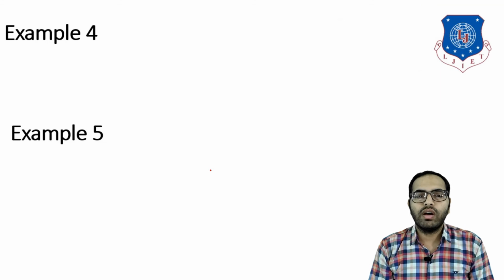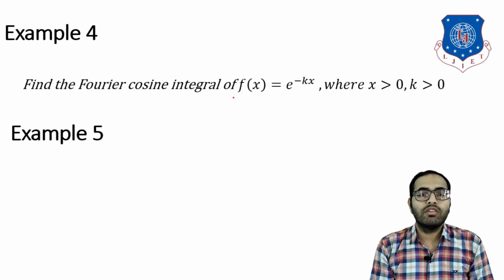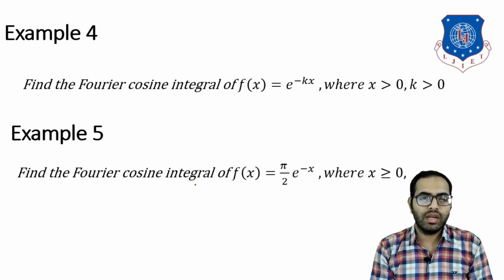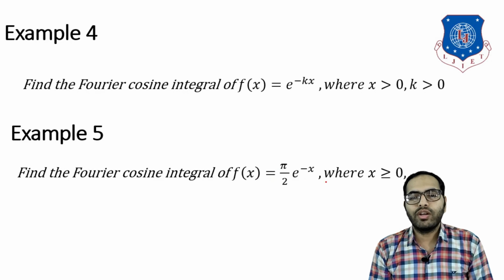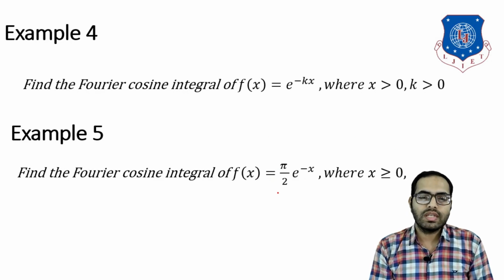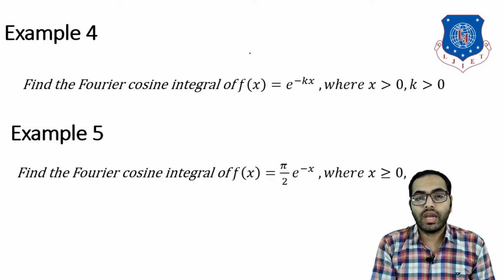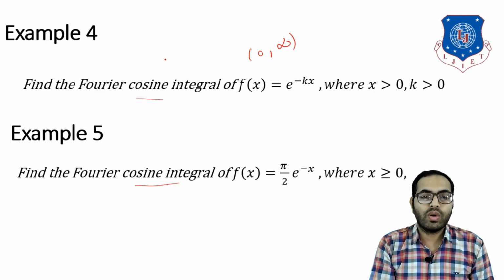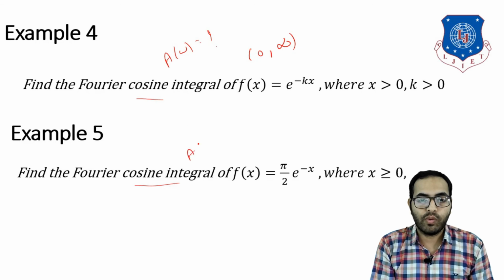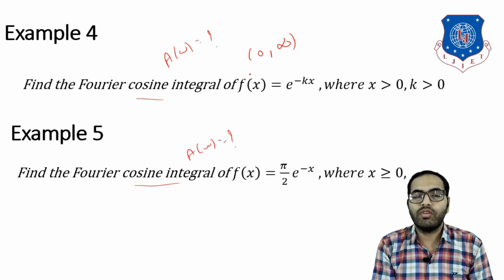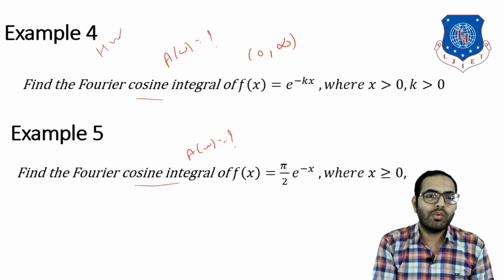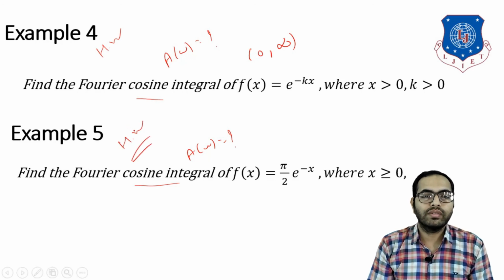Let's move to one more example. Find the Fourier cosine integral of the function e raised to minus kx, where x is greater than 0 and k is greater than 0. Similarly, one more example: the Fourier cosine integral of the function pi by 2 e raised to minus x, where x is greater than or equal to 0. See, in both examples, our interval is 0 to infinity, and both cases have a cosine integral, so we just find the values of a omega and substitute it in our Fourier cosine integral formula. You can try both examples as homework.